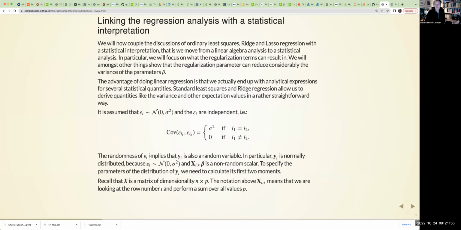And the randomness of these epsilons implies that y of i is also a random variable. And as we saw last time, this y of i is normally distributed because it has a mean value which is given by this x multiplied with a parameter beta. And this is a non-random scalar. And the expectation value of a scalar is a scalar.